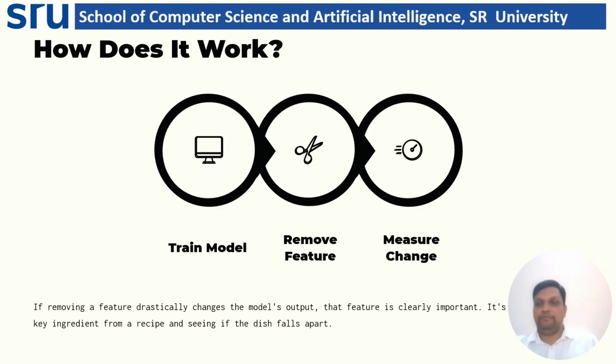How does it work? How do we measure importance? We do a simple experiment. Remove features, retrain or evaluate the model, and observe how much the output changes. If the model performance drops significantly, the feature is important. It's like removing flour from bread, everything falls apart.